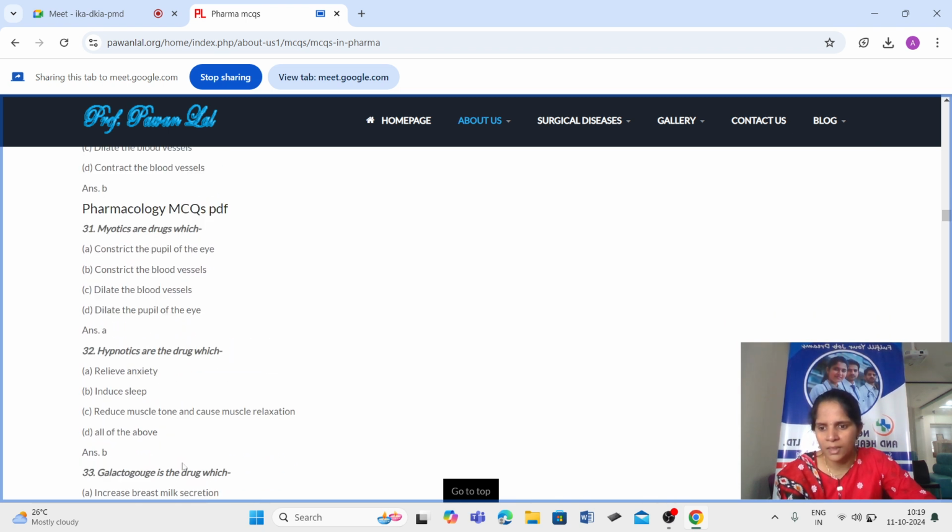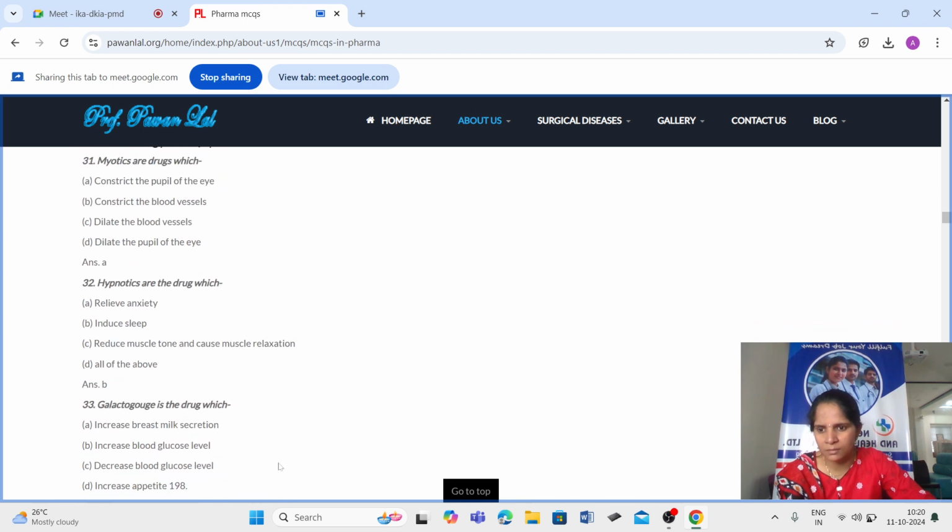Next, galactogogue is a drug. What is this galactogogue? Increase breast milk secretion, increase blood glucose level, decrease blood glucose level, increase appetite. This is the one which is used to increase the breast milk secretion. In a medical shop, you will get one bottle called Galact granules.